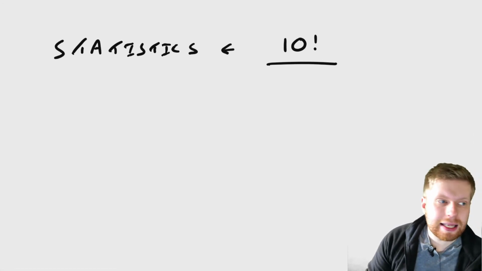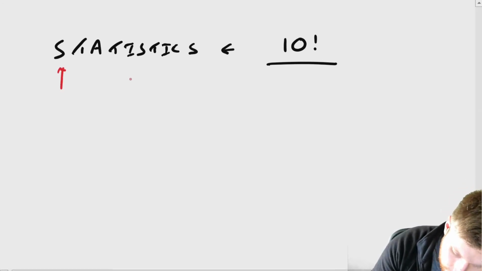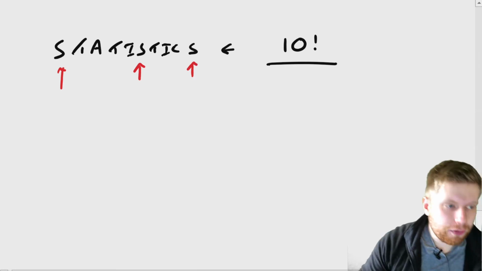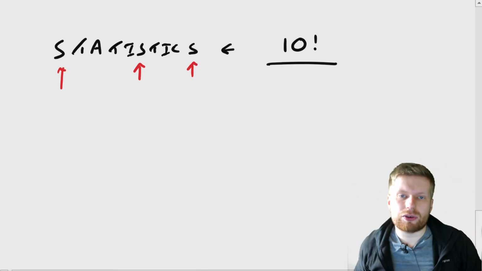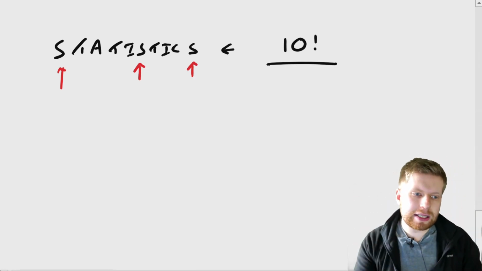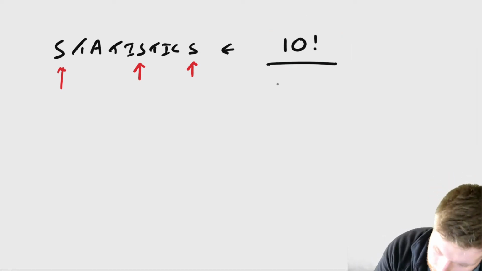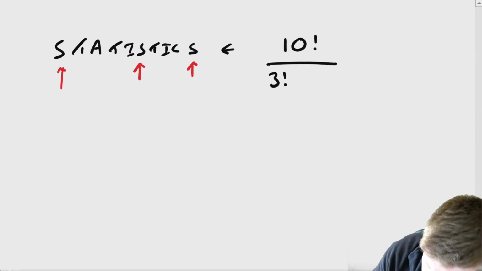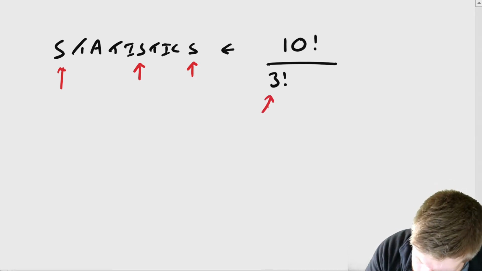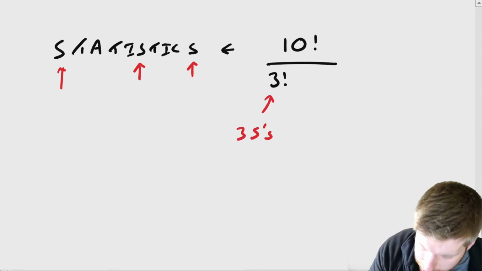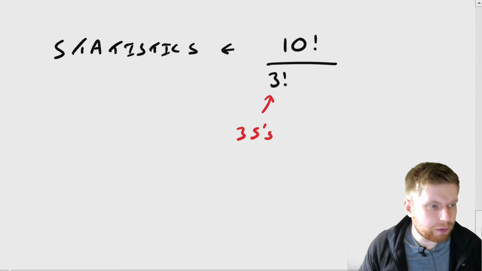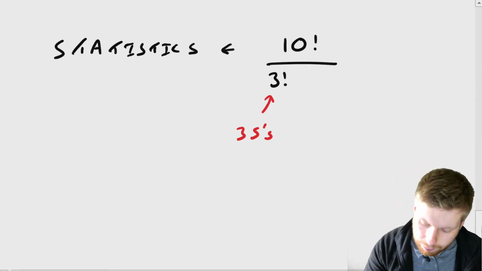Okay, however, we've got some repeated letters going on. Have a look. I've got 3 S's, which means if I swap the order of these 3 S's around, you're not going to notice the difference in these 10 factorial different arrangements. So therefore, I need to remove them. So I need to divide by 3 factorial to represent the fact that I have 3 S's. And if I swap them all around, you're not going to notice a difference.